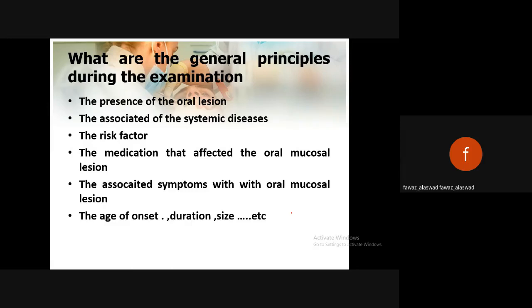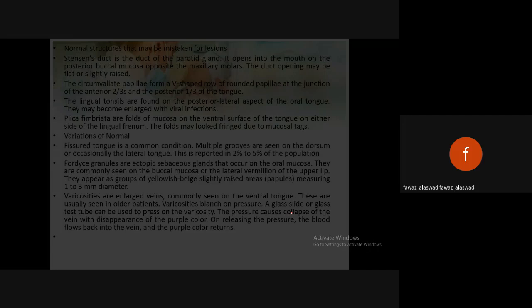Further information regarding the age of onset, and whether the lesion is increasing in size, associated with pain, associated with bleeding, and sometimes associated with necrotic tissue or a foul smell. All of these principles may give us a clue on how to make a diagnosis.